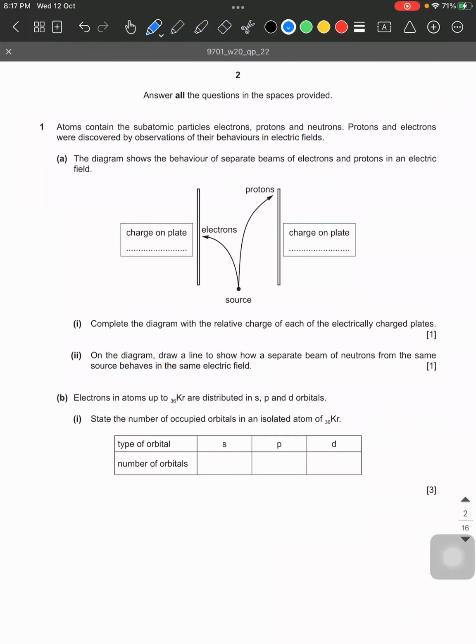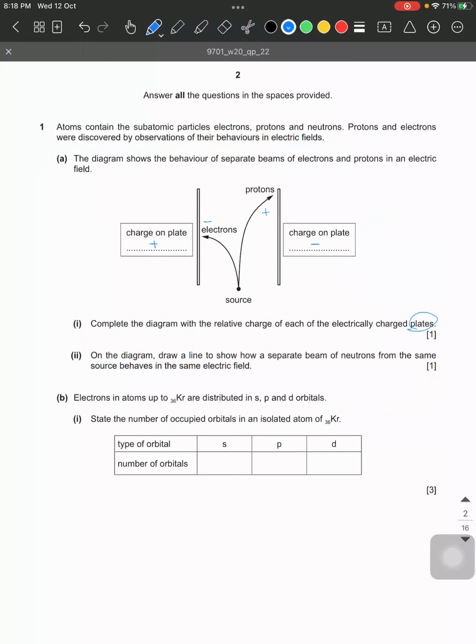In part 1, they are saying complete the diagram with the relative charge of each of the electrically charged particles, the charge of the plate. We know that protons are positive, so definitely they are moving towards the negative plate, so it must be negative. And we know that electrons are negative, so they must move towards the positive plate. So this is the charge of the plates.